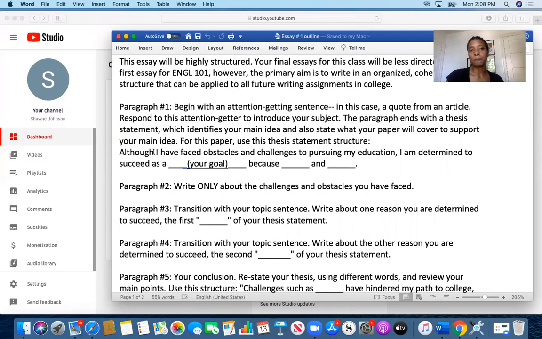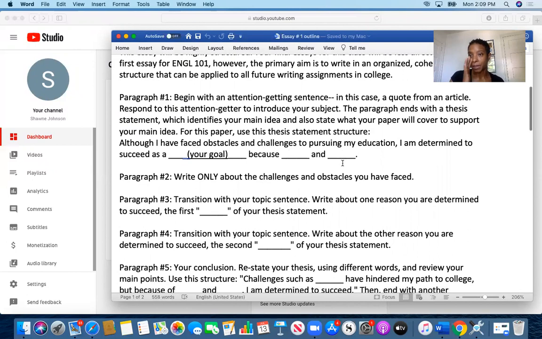That's all you're doing. So, although I have faced obstacles and challenges to pursuing my education, I'm determined to succeed as, for example, a nurse because I want to help people and make the world a better place. So I'm generally just filling in the blanks here. That takes care of my introduction.